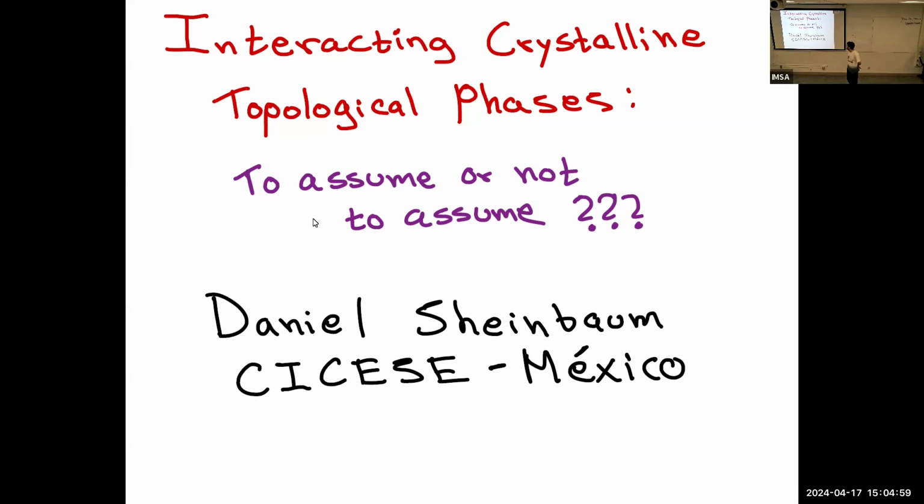Continue with Daniel Sheinbaum, who studied mathematics, did a master's in physics, did a PhD in mathematics at UBC in Canada, and then I did a postdoc in physics at the same institute in Mexico City, and now he's at CICESE, which stands for Centro de Investigación Científica y Educación Superior de Ensenada. Exactly.